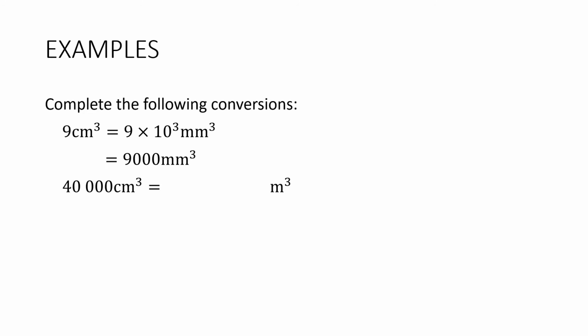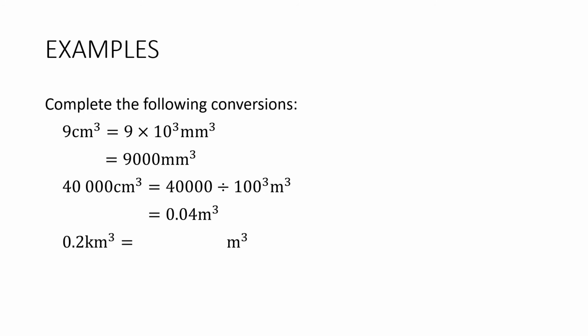Let's try another one. 40,000 centimeters cubed into meters cubed. Now this time I'm going from smaller units into larger ones, so I want to divide. How many centimeters are there in a meter? 100. So I want to do 40,000 divided by 100 cubed. Have a look and make sure that that makes sense to you. Putting that in the calculator, I get 0.04 meters cubed.